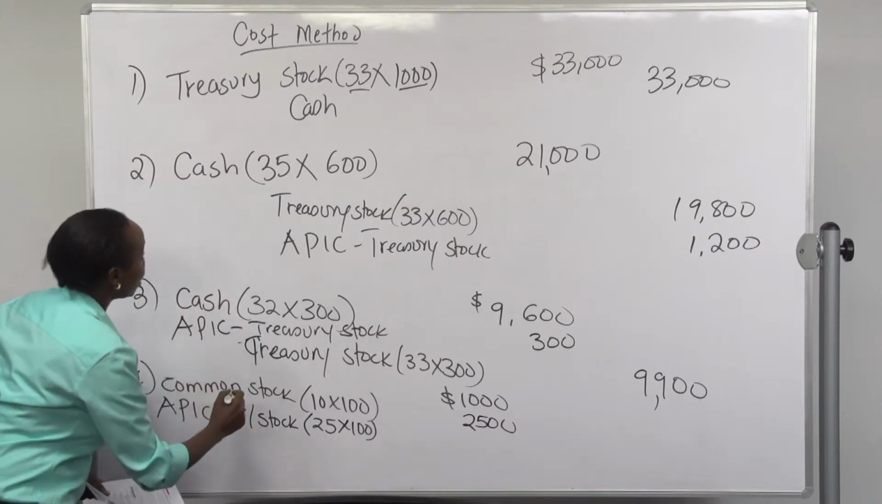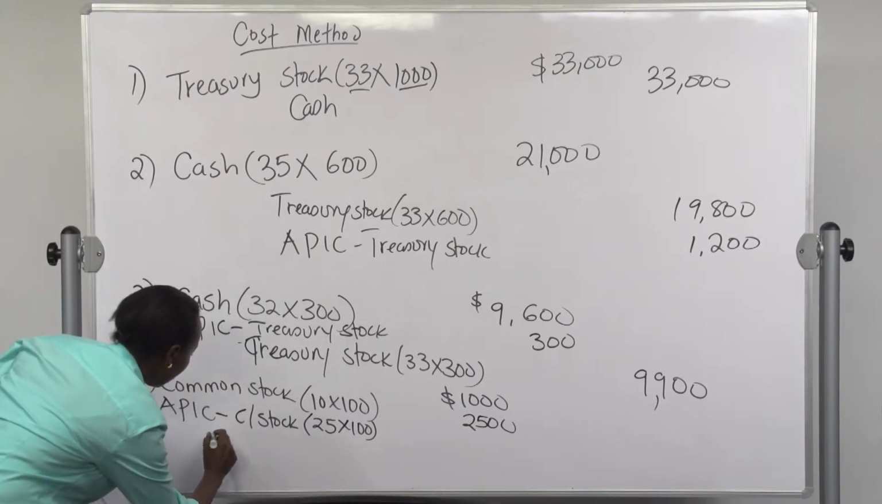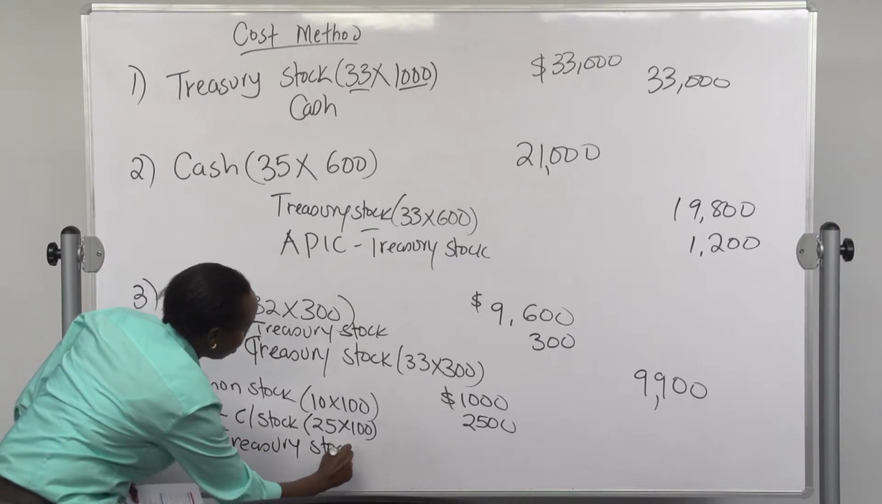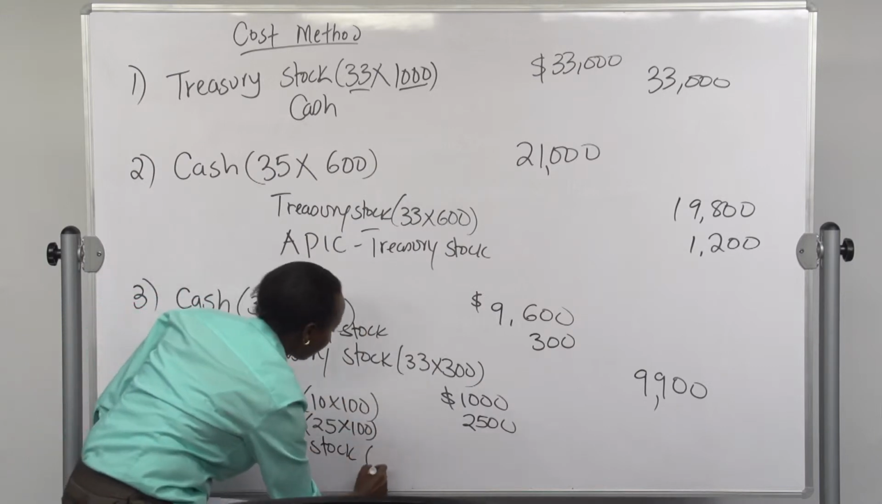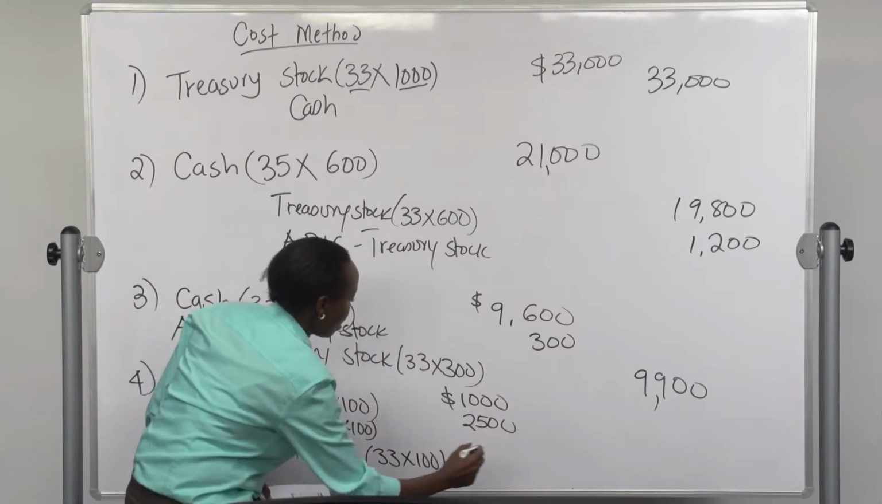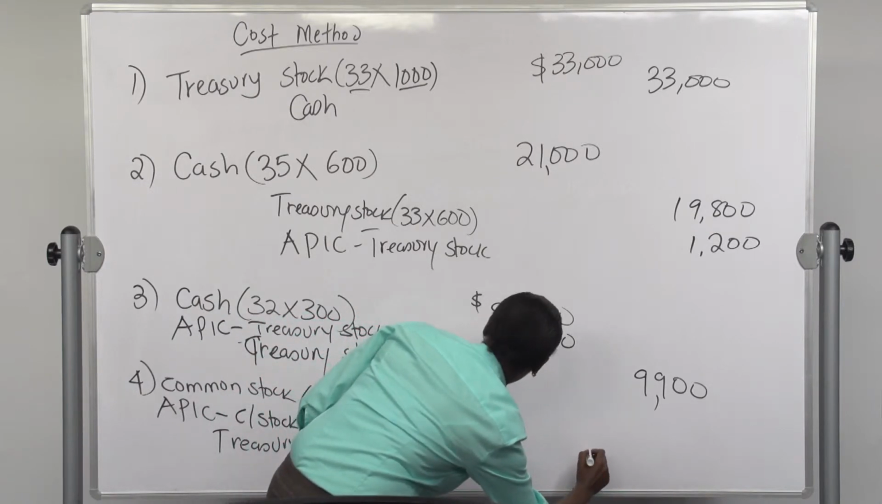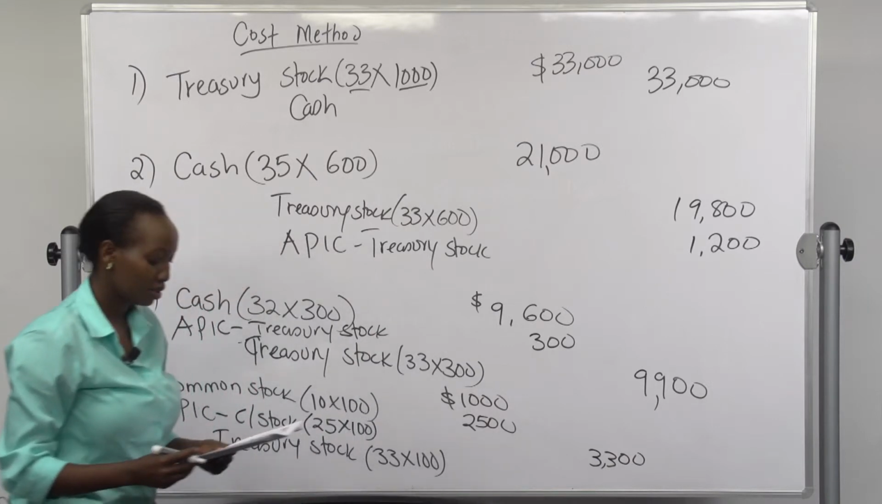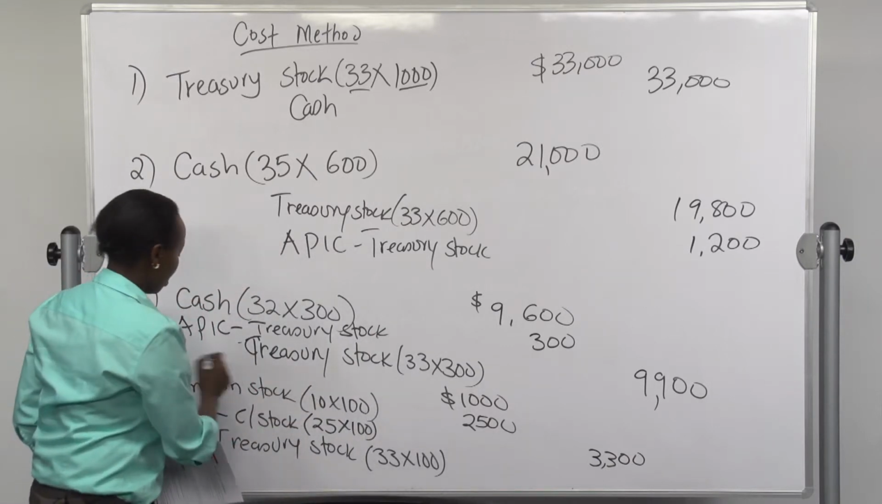We need to remove the shares from treasury stock. So treasury stock for this cost here, 33, multiplied by 100, we have 3,300.